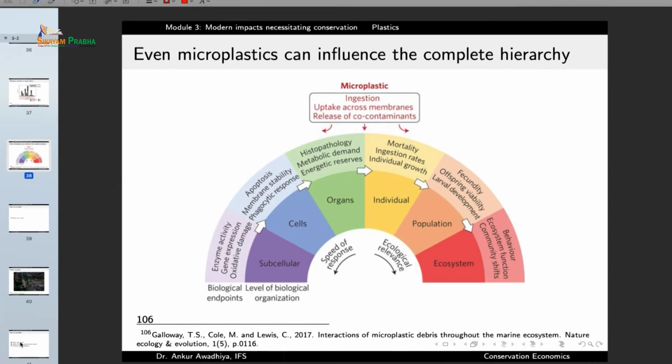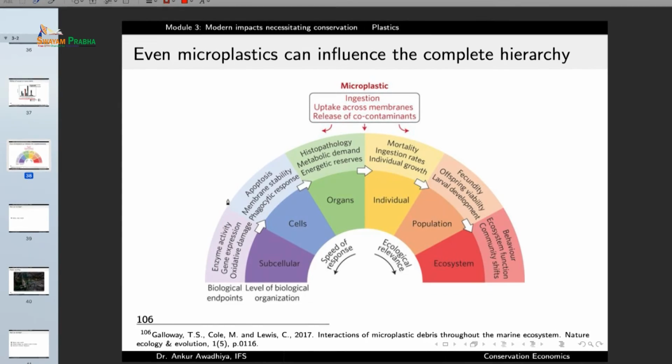Then even microplastics can influence the complete hierarchy. So we can find that the microplastics are able to cause different impacts at different levels of the hierarchy. At the subcellular level, we find that microplastics can influence enzyme activity, they can influence gene expression, they can influence oxidative damage. At the level of cells, they can lead to apoptosis. Now, apoptosis is programmed cell death. So, microplastics may result in the death of different cells.